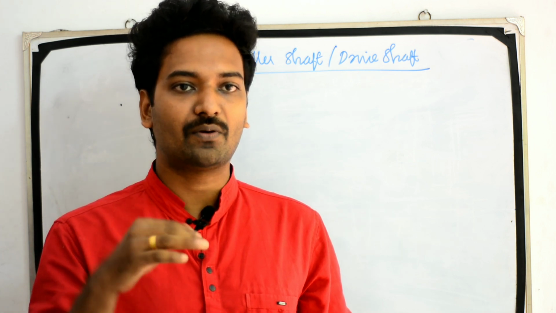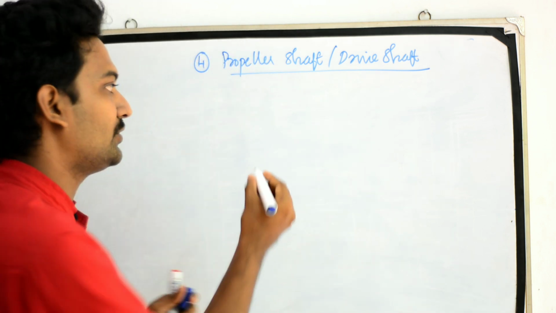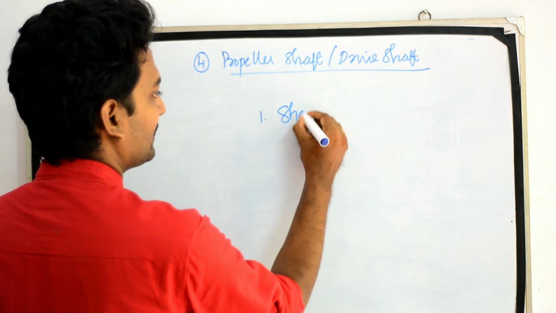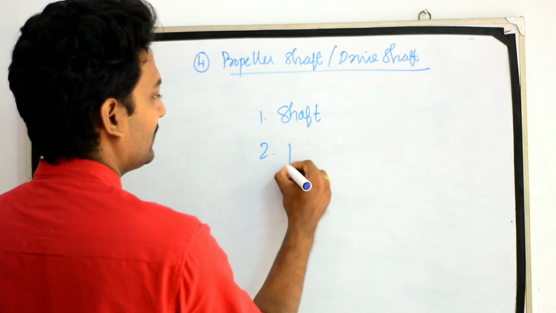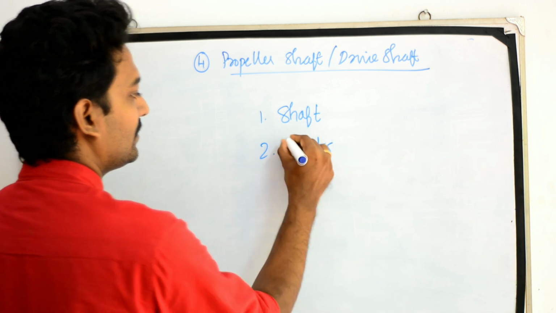The important parts are, first one, shaft, and second one, joints.